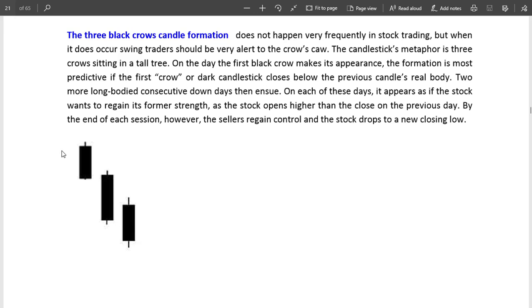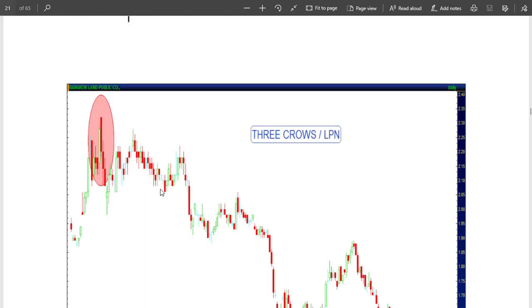In a downtrend, you can see this red candle, then this candle closes almost at the bottom of this one. This one closes here, then this one opens at the bottom of this one and goes lower. This one goes lower. So this can be a major game changer.